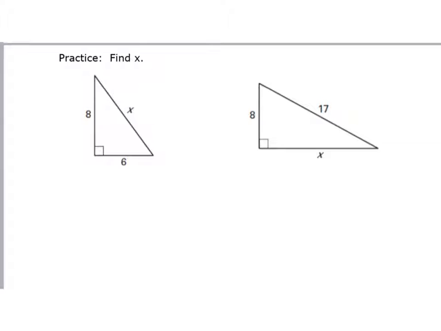When I look at the first one, my 8, my x, and my 6, am I looking for a hypotenuse or am I looking for a leg? I'm looking for a hypotenuse. So inside my square root, am I going to add or subtract? I'm going to add. And then I almost always put the bigger number in first just so I stay safe. So I'm going to put 8 squared plus 6 squared. And when I type that in my calculator, what do I get for my answer? 10.